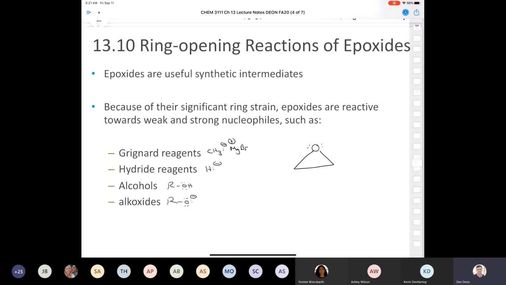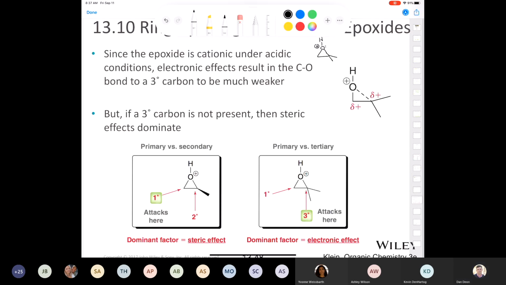Okay, why would it attack at a tertiary carbon? Well, it says since the epoxide is cationic, right? You saw me draw it in the previous slides. I drew the epoxide like this, okay? Because of the positive charge on that oxygen, it results in the carbon-oxygen bond to the tertiary carbon being much weaker. It weakens it, and that's what's being shown here. You could even write it in here: weaker bond.